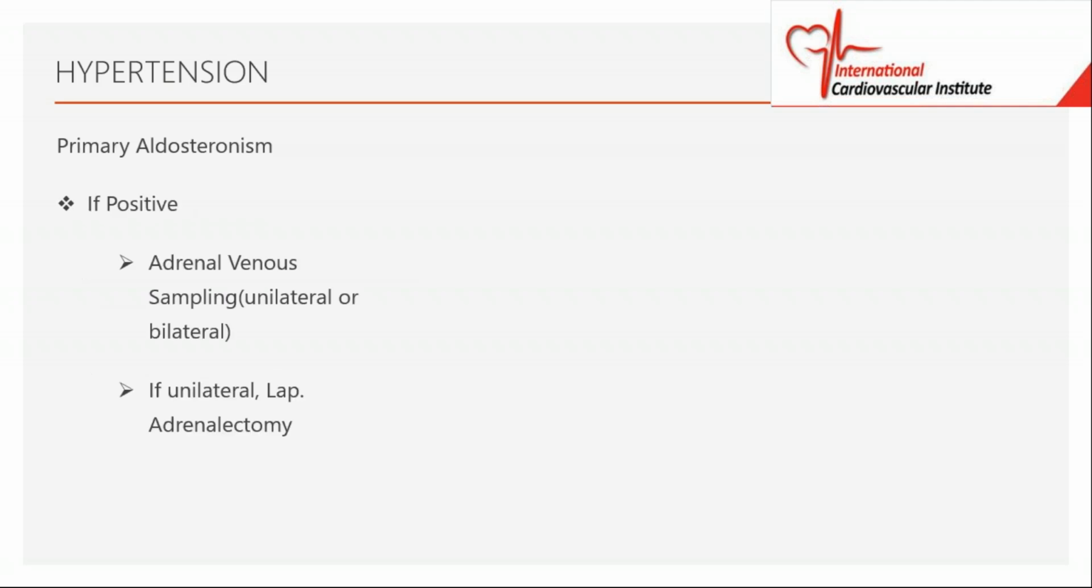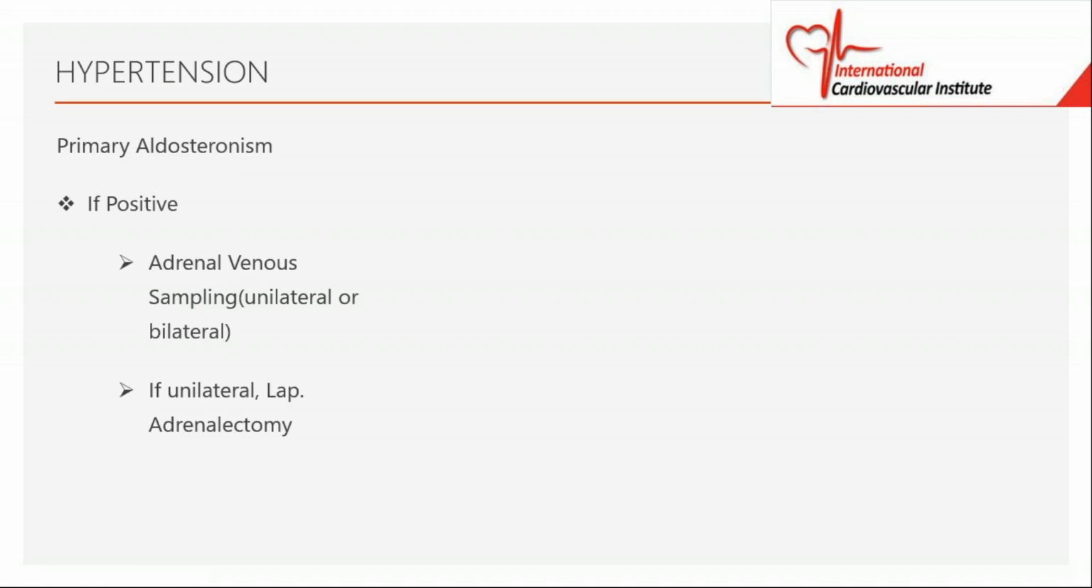All right. So if you give them salt loading and you cannot suppress the aldosterone, then you confirm it's primary aldosteronism. The only problem, though, is that it could be bilateral or it could be unilateral. So if the test is positive and you confirm it's primary aldosteronism, you do what we call adrenal venous sampling.